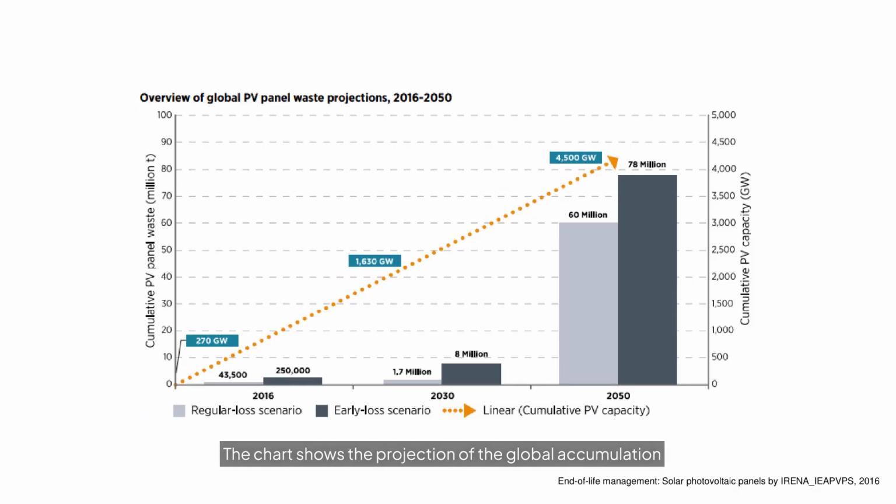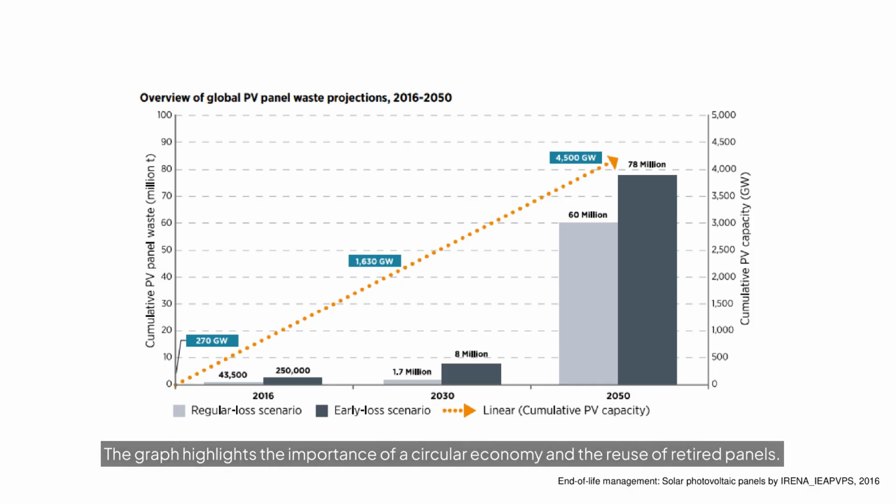The chart shows the projection of the global accumulation of solar PV panel waste in 2050 under two scenarios. If panels last their full expected lifetime, cumulative waste could reach roughly 60 million metric tons by 2050. In a scenario where many panels fail or are replaced early, the waste could soar to about 78 million tons. It is estimated that there will be 4,500 gigawatts of installed panels by 2050. The graph highlights the importance of a circular economy and the reuse of retired panels.